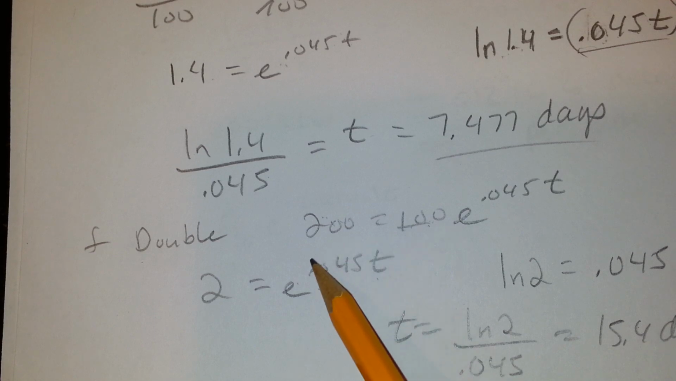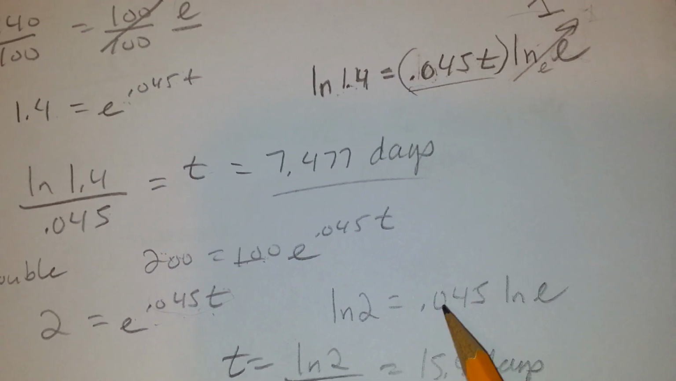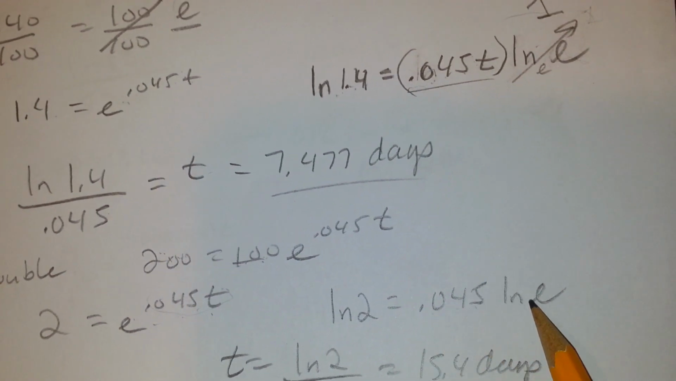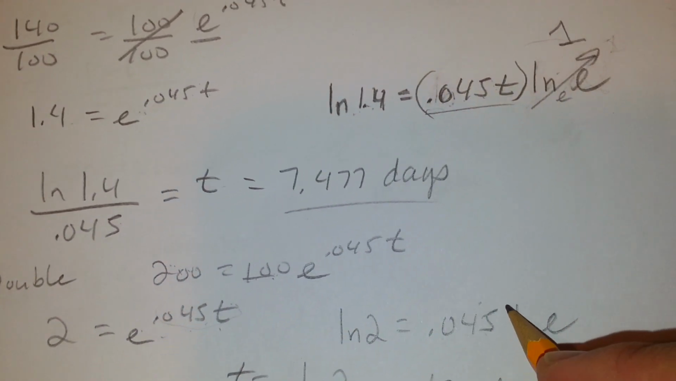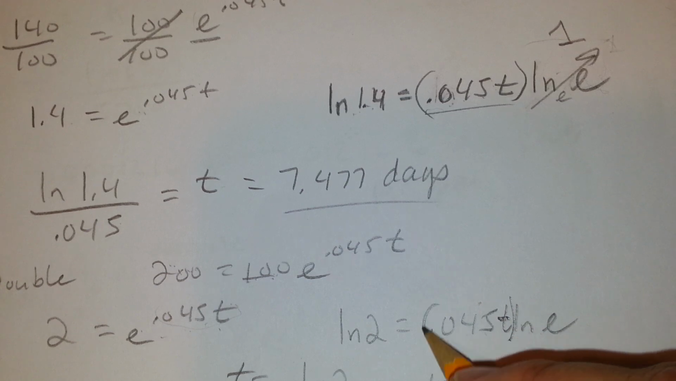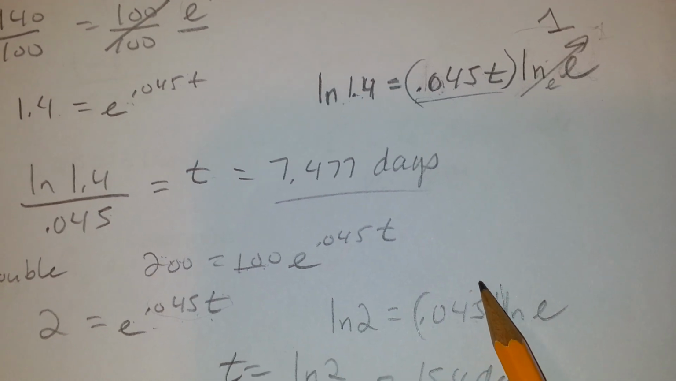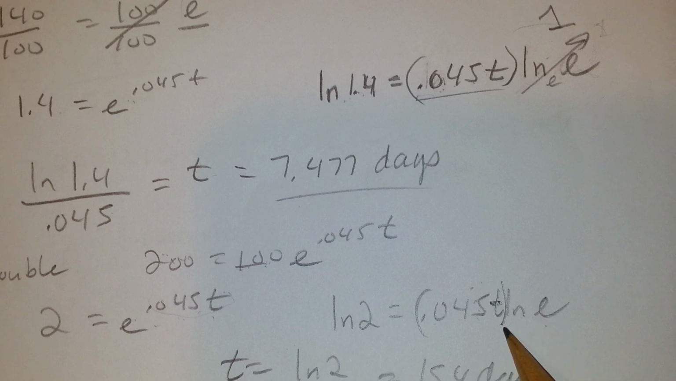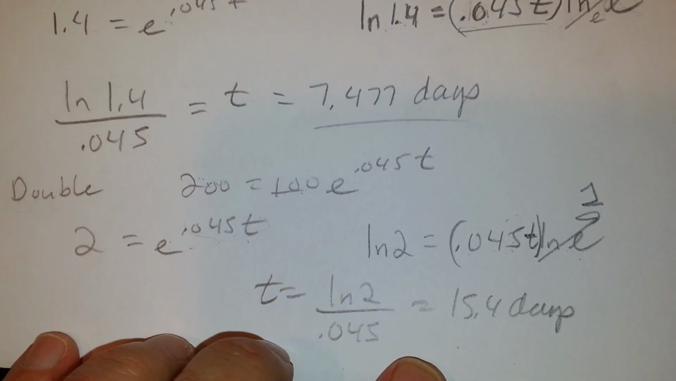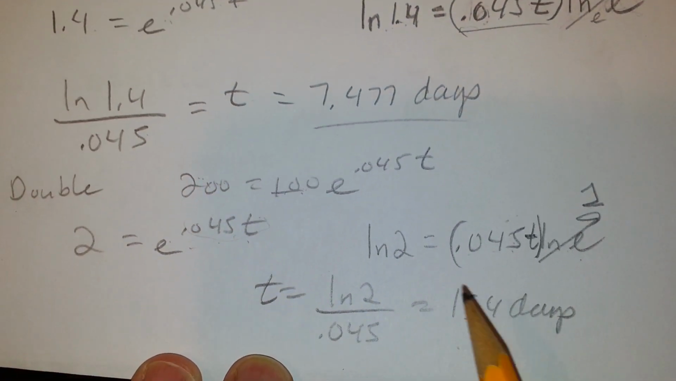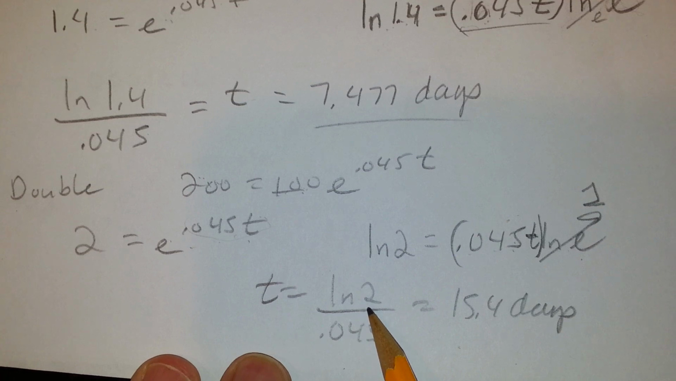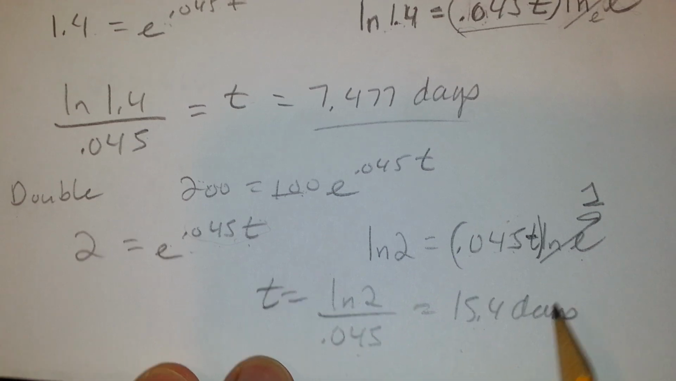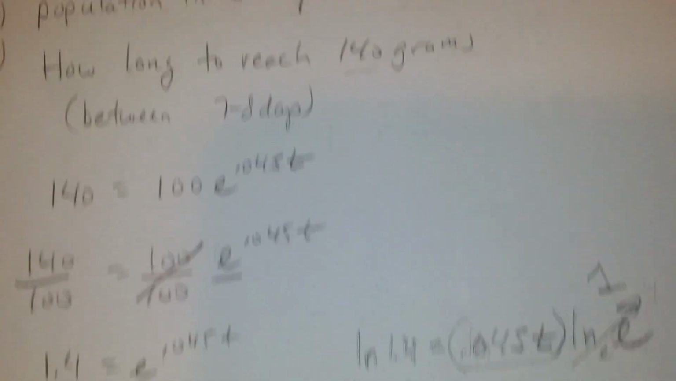And the same thing: how do you solve for something when it's an exponent? Take the log of both sides. Log of 2 equals 0.045t times log of e. That exponent is now a coefficient, and log of e is now 1. So log of 2 over 0.045 is 15.4 days, the time to double.